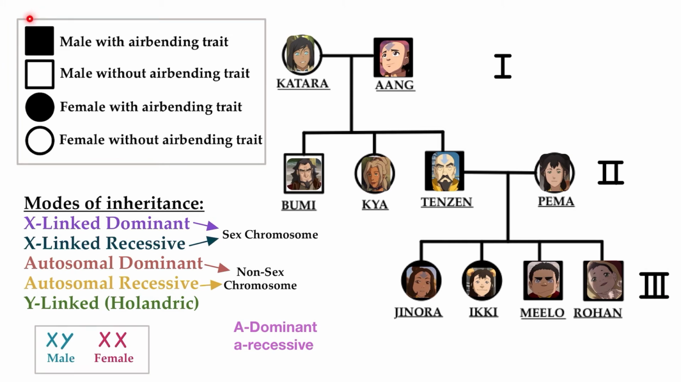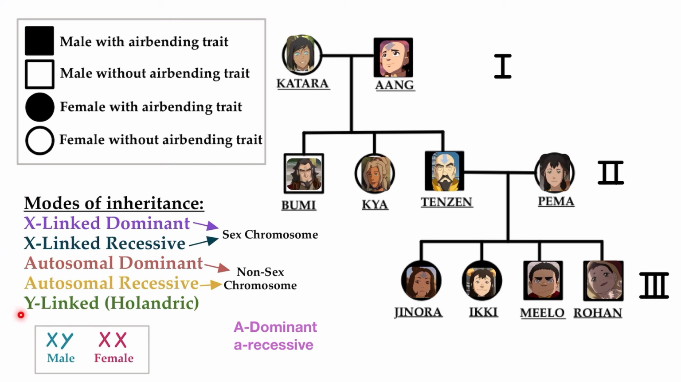Now let's talk about the symbols we'll see on this pedigree. If the symbol is a square, it indicates that the individual is a male. If the symbol is a circle, it indicates that the individual is a female. If it's shaded, it indicates that they have the trait. For today, we're looking at the airbending trait. If it's not shaded, that means that they do not have the airbending trait.